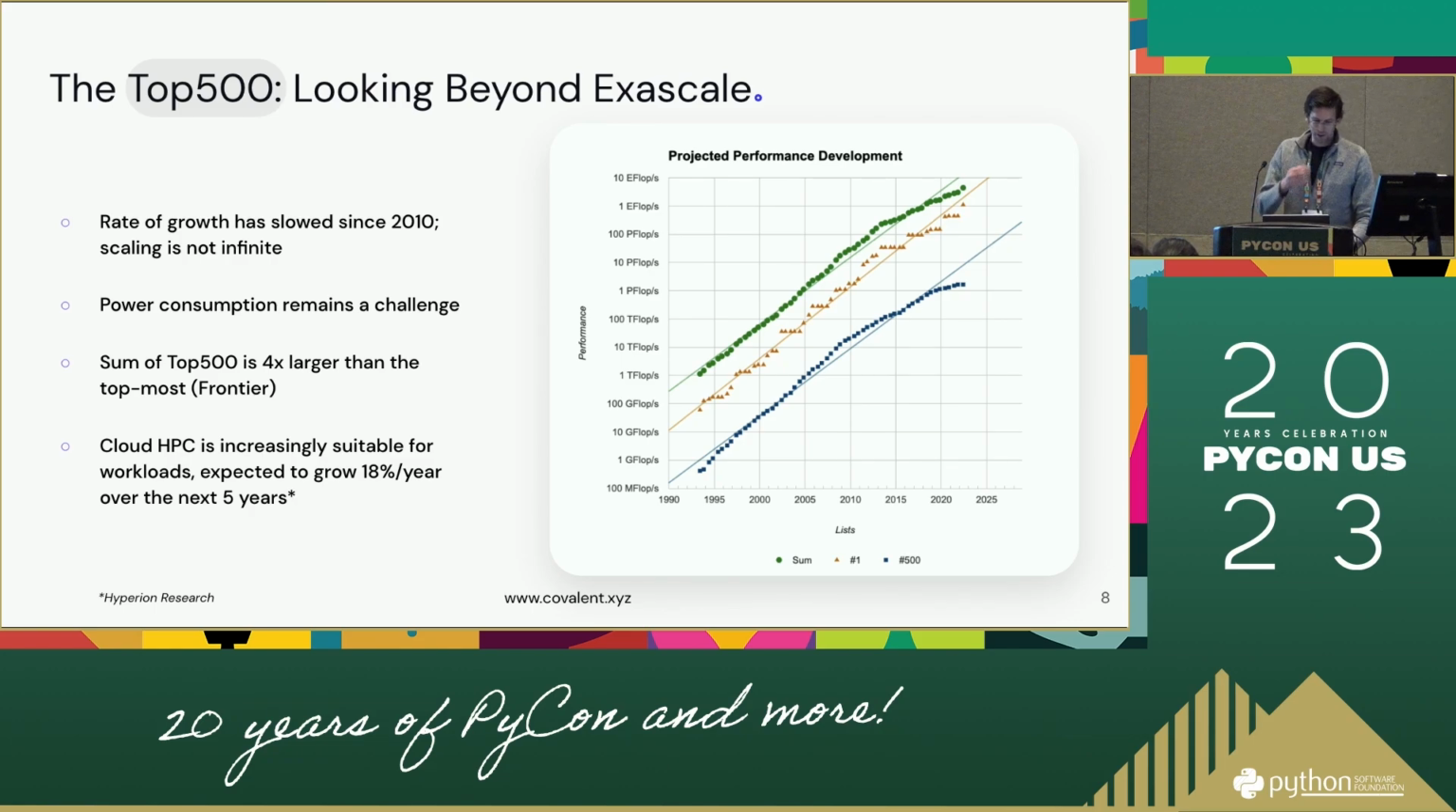The Top 500, if you look at the sum of it on this green line here, you'll notice already that it's 4 times larger than the most powerful supercomputer. So if you say to me, well, I like Frontier, but it's not enough for me, you can already get some sort of advantage by distributing your application over multiple supercomputers.